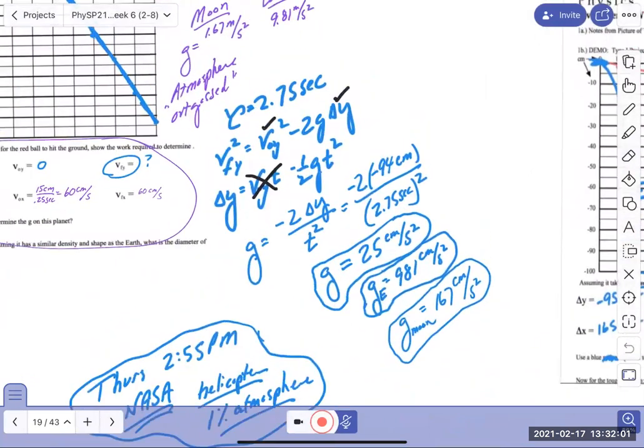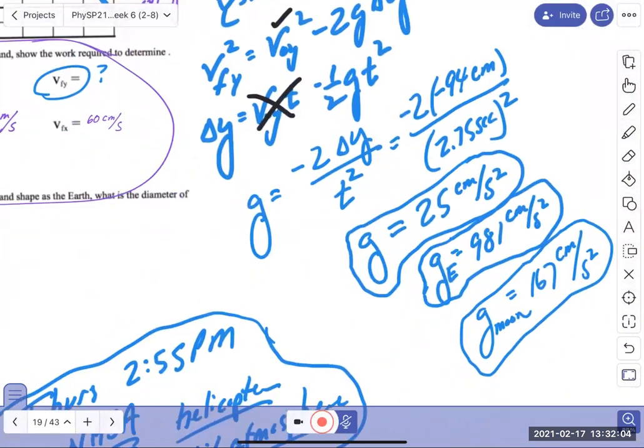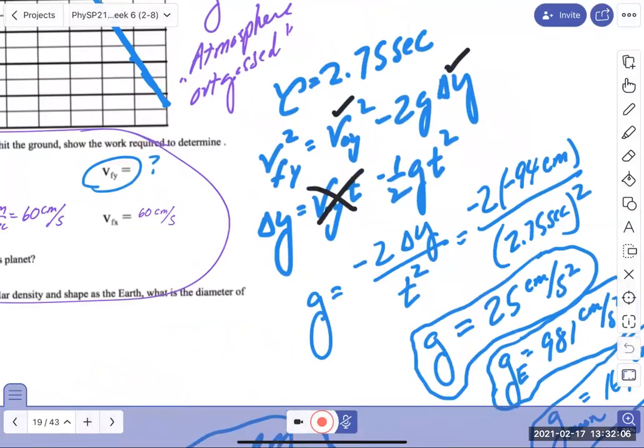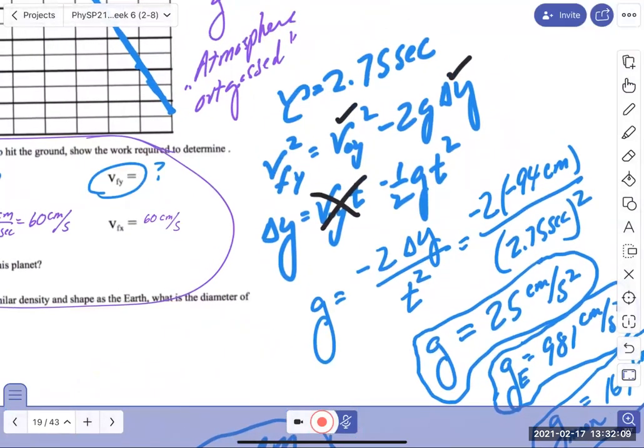All right, so back to our Planet X. We've got to get this thing done. Okay, so the gravity we're saying is 25 centimeters per second, which isn't much.